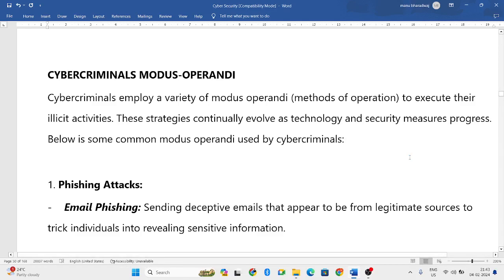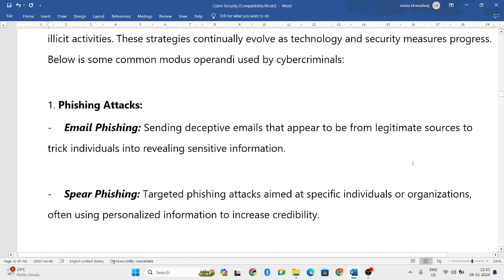In this particular video, we'll discuss one more topic, that is cyber criminals' modus operandi, meaning the methods of operation, like how actually the cyber criminals execute these types of cyber crimes or cyber attacks. So what are the methods they use in order to do these illegal activities? First one is phishing attack.